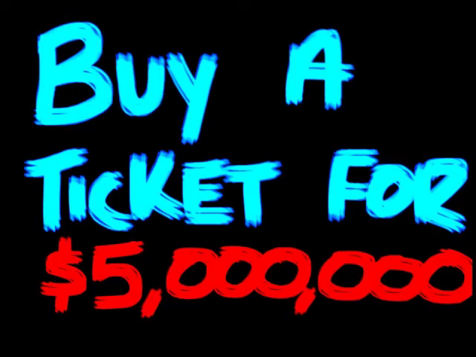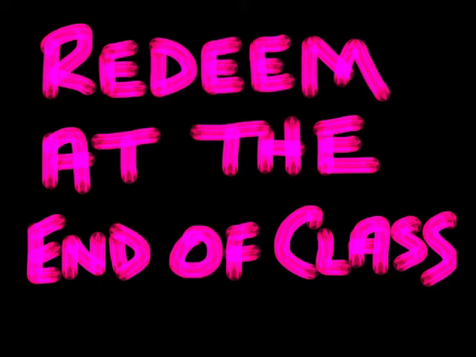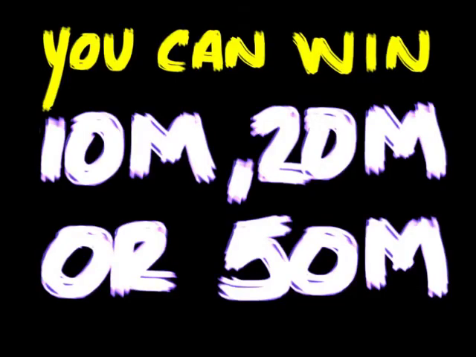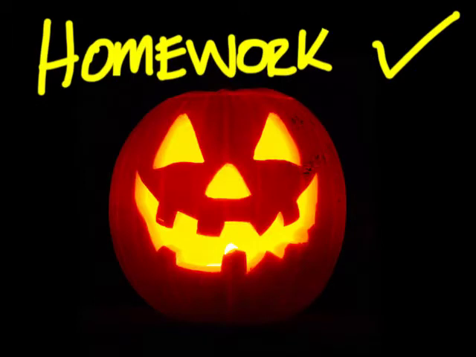Lottery time. You can buy a ticket for 5 million. The limit is 2 tickets per class. Redeem at the end of class only. You must have your ticket scanned by your own phone or somebody else's phone. I cannot scan everybody's ticket to see if you won or lost in the whole class. You can win 10 million, 20 million, or 50 million.